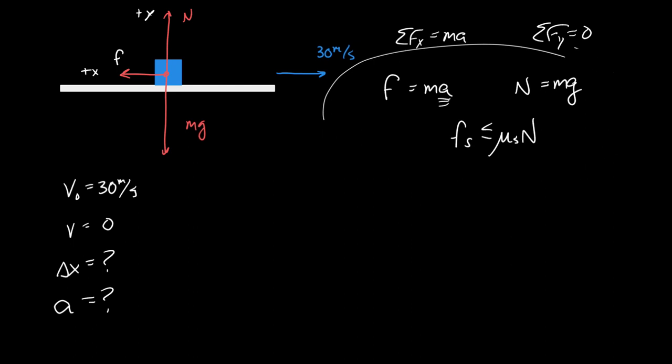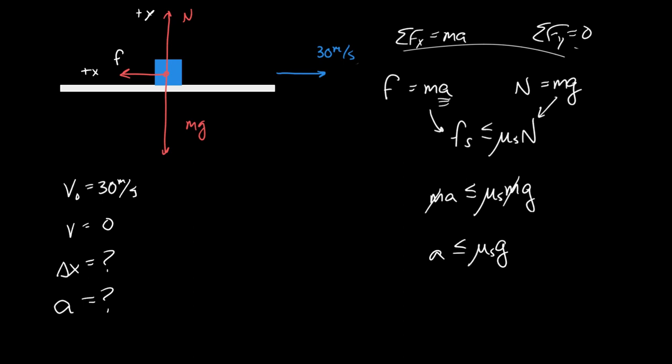So I'm going to encourage you to do the problem the way we described it on Friday about subbing into the inequality. So that's what we're going to do, sub into the inequality. That'll give me ma is less than or equal to mu s times mg, cancel the m's, and my acceleration has to be less than or equal to mu s times g. That's it. So that sounds like it's got to be less than or equal to 6.5 meters per second squared.